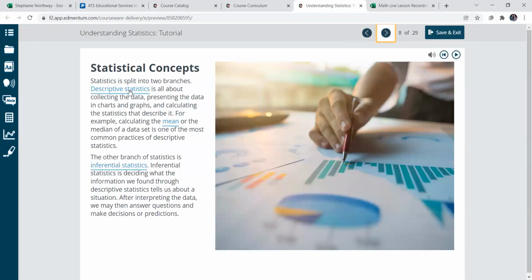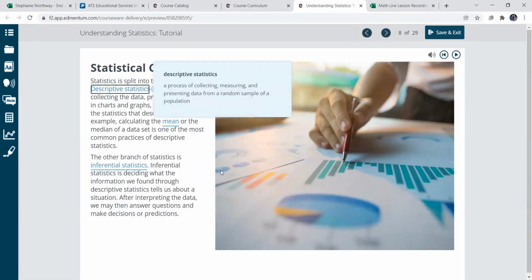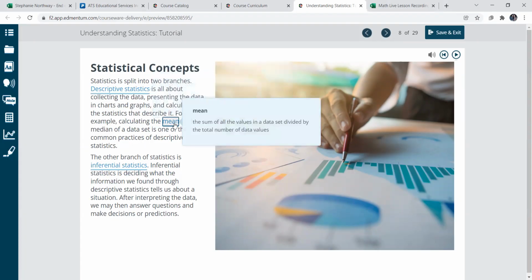Now, descriptive statistics: collecting data, measuring, and presenting data from a random sample of the population. The mean is like the middle number, or the sum of all the values divided by the total set. So typically it's kind of the middle-ish number. It's kind of similar to the median.